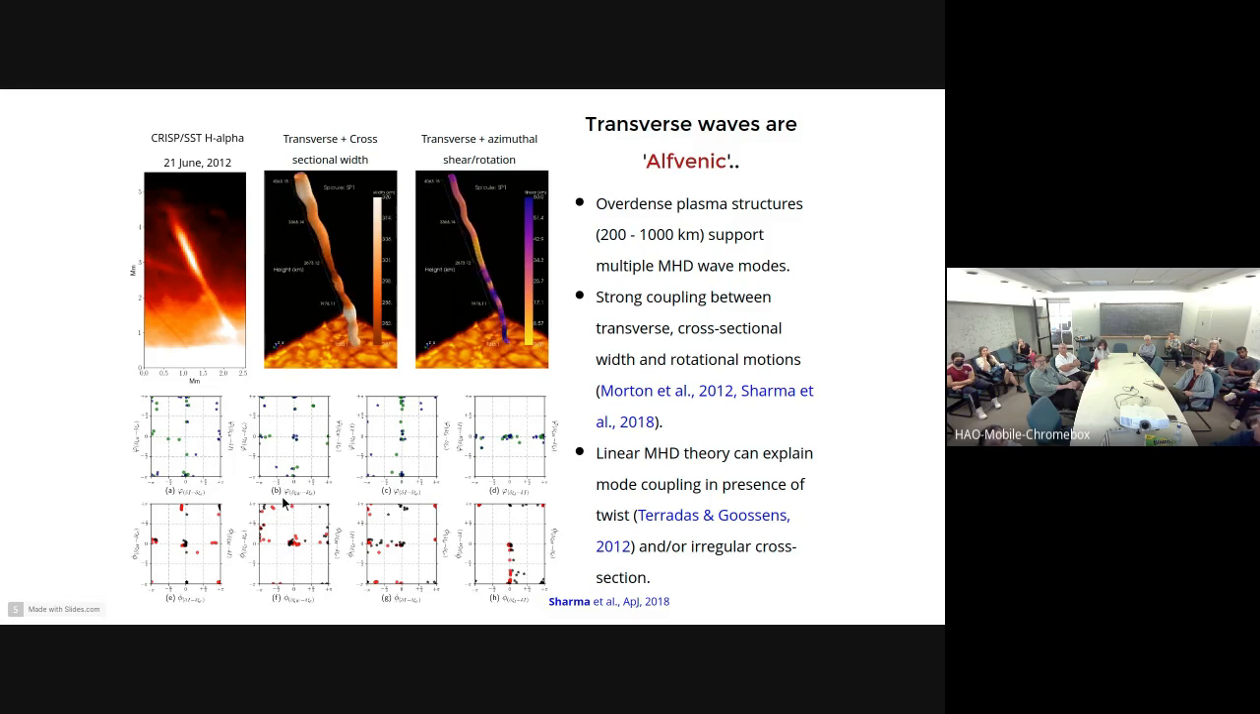So when we are trying to understand these transverse motions, we are actually talking about the bulk transverse motions, and that's where the nomenclature Alfvénic comes into play.